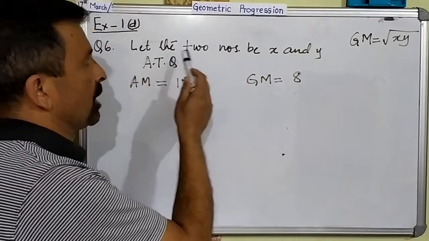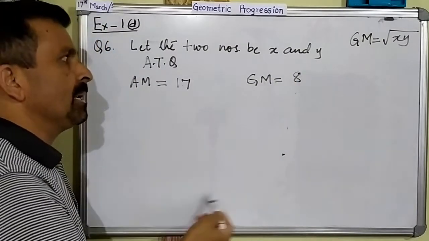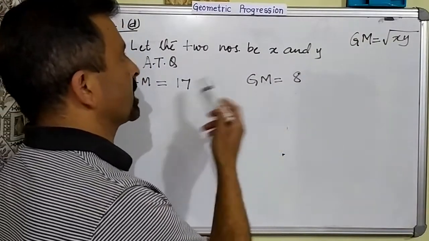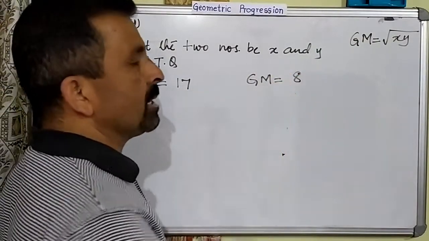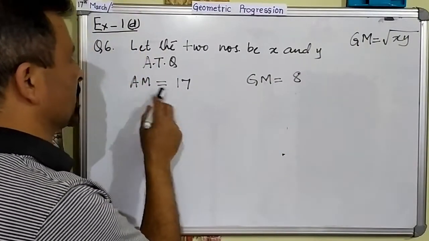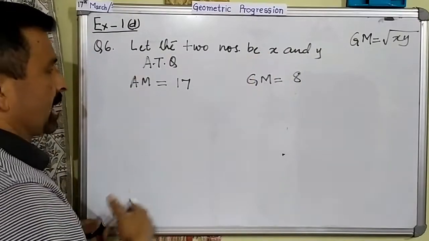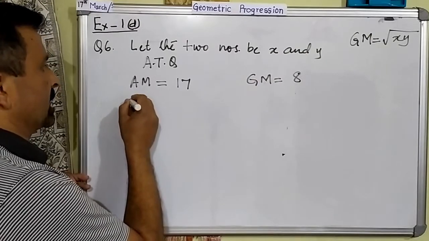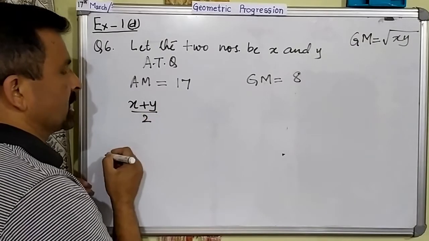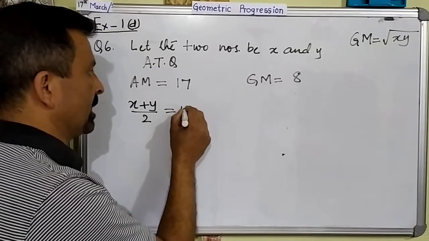So we have assumed the two numbers to be x and y. These are any two numbers whose arithmetic mean is 17 and geometric mean is 8. Clear? So with this information, we will try to calculate the value of x and y. In arithmetic progression, you have already seen the formula for calculating the arithmetic mean. Since the two numbers are x and y, the arithmetic mean can be written as x plus y divided by 2, and this is given as equal to 17.